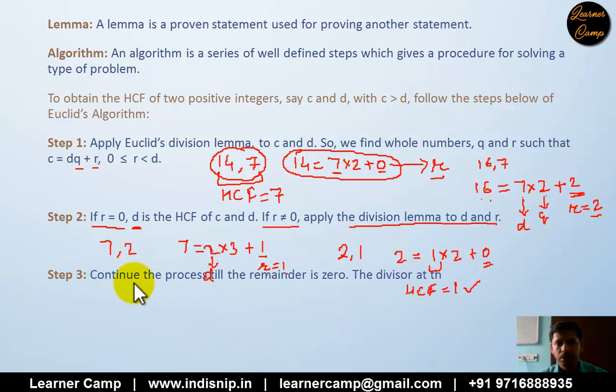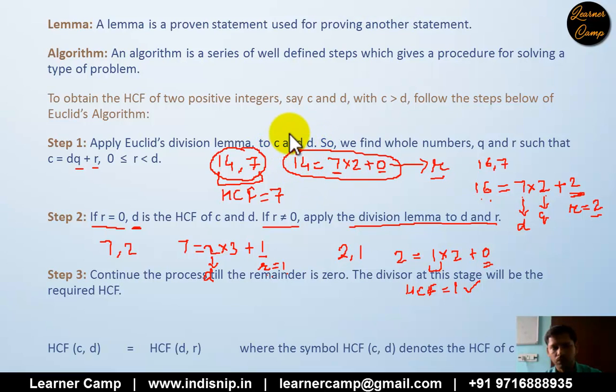So in step 3 it says continue the process till the remainder is 0. The divisor at this stage will be the required HCF. So we continued applying Euclid's division lemma, and at last we get the remainder 0 here. So the HCF of the initial integers that we took, that is C and D, right? HCF of C and D is equal to HCF of D and R.